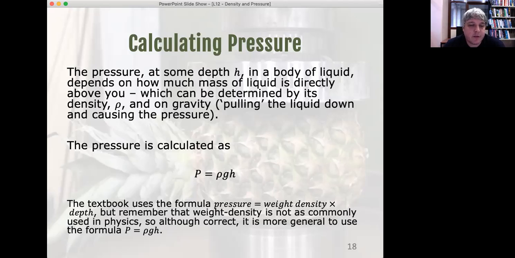The textbook does use the formula pressure equals weight density times depth. As I said, I'm not a fan of weight density. Density itself is a very common property. And rho g h is very simple to understand. It also means you can apply it to any gravitational scenario. You can go onto Mars or the moon and you can use this formula to understand pressure. So I don't like the limitation of using weight density times depth, but it is technically correct.